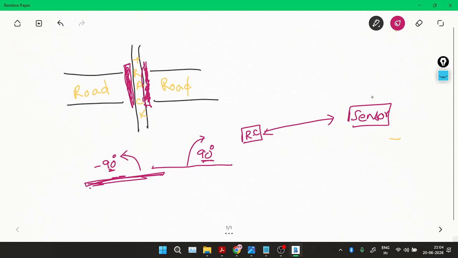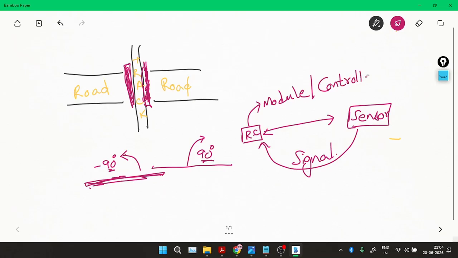This sensor will detect the arrival of the train, and it will send a signal to this module saying that I have detected the train and it is coming in your direction. Here we will have a module, or we can say a controller, that will detect this signal sent by the sensor, and it will close the doors, close the gates.